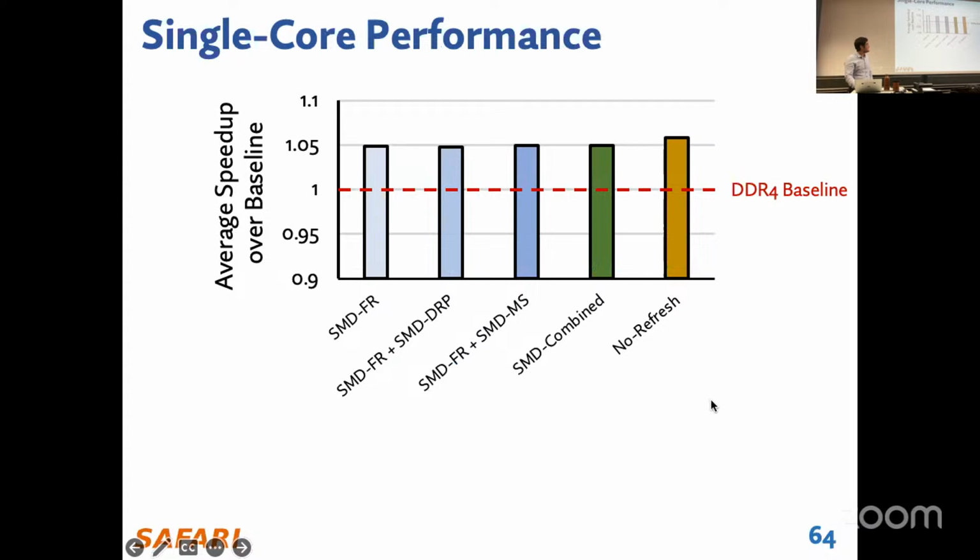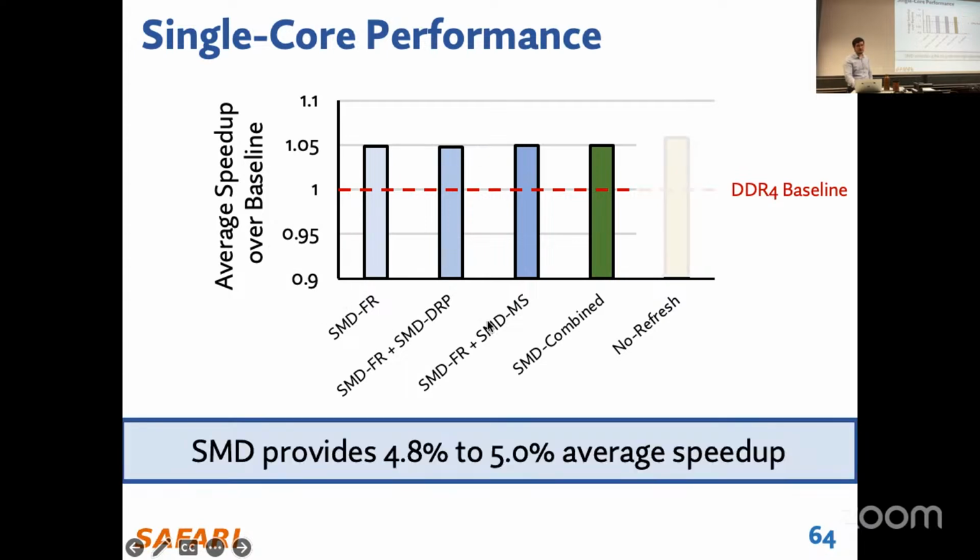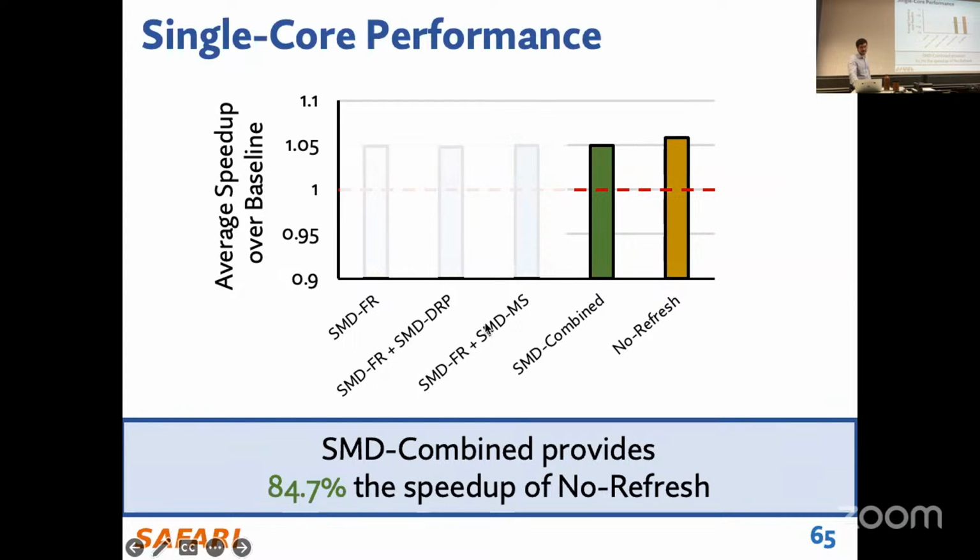This plot shows you the average speed up, that's performance, across all single core workloads, over the baseline system. So 1 is the baseline. And the higher the bar, the better the performance. We make 2 observations here. The first one is that all SMD configurations provide substantial speed ups, and SMD combined provides a comparable average speed up to no refresh that does not do any maintenance operations.